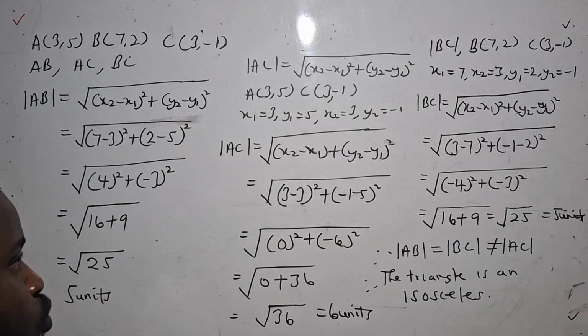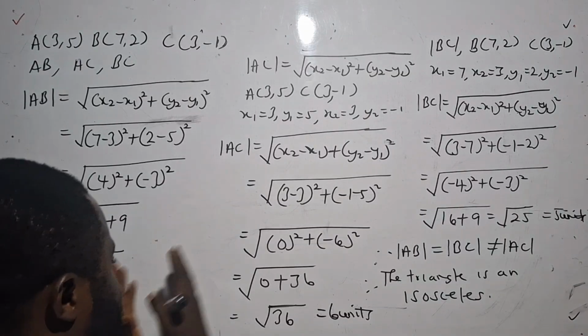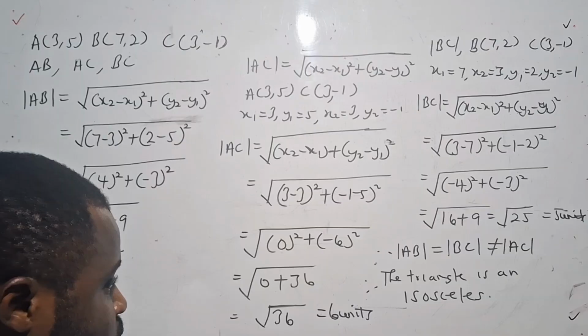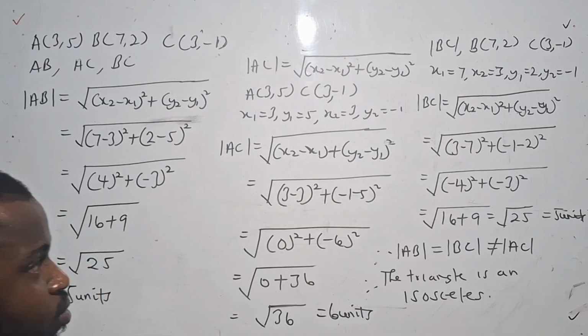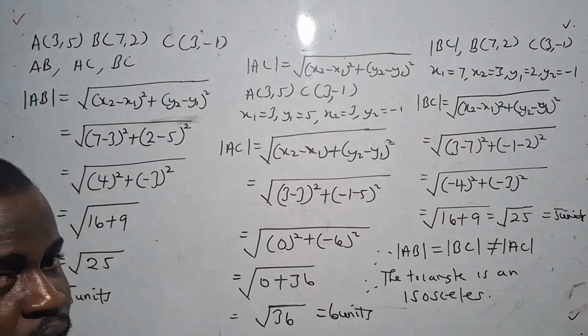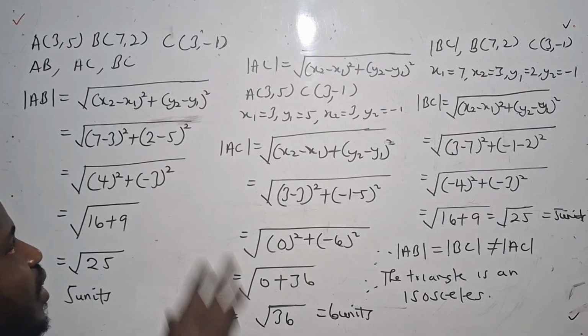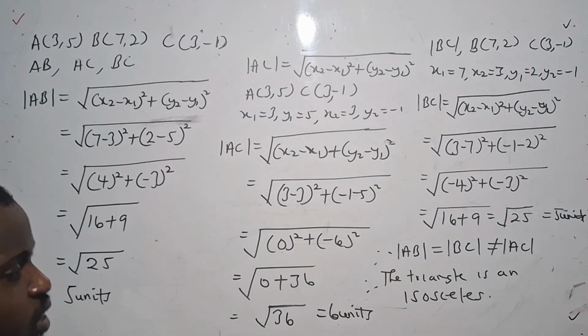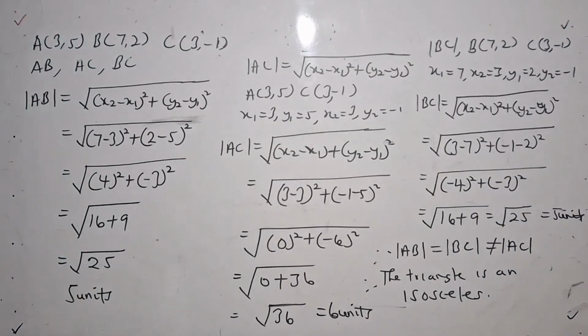Assuming we got all 3 sides being equal, then you should know it is going to be an equilateral triangle. So this is how we determine the type of triangle using the distance formula, or the length formula, in coordinate geometry. Let's take the next question on this. We are going to understand more.